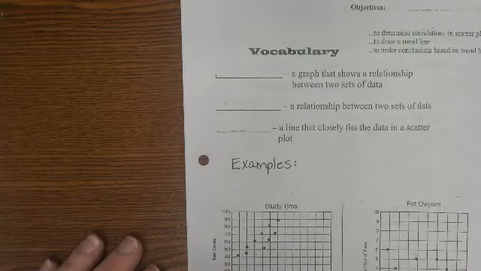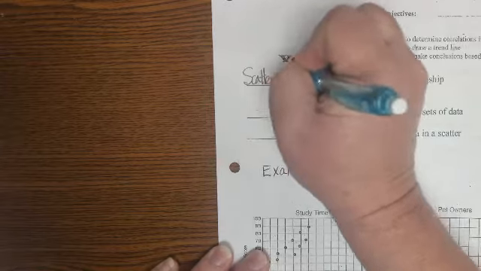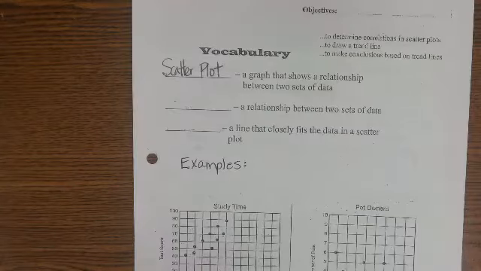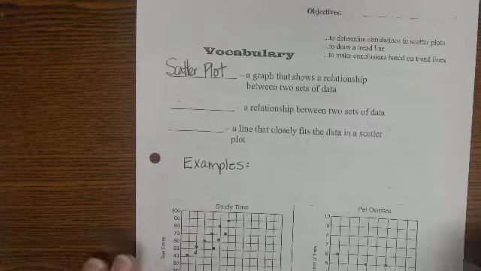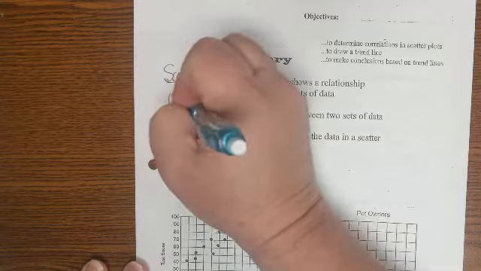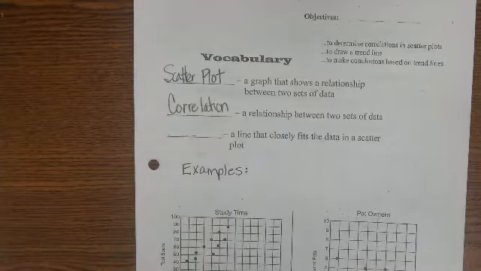First thing that we are going to talk about is some vocabulary. So, a scatter plot, it's spelt just like it looks, is a graph that shows a relationship between two sets of data. In other words, number of pets and age of person surveyed is one of the ones we're going to do down here. All right? A correlation is a relationship between these two sets of data. So how do they relate?